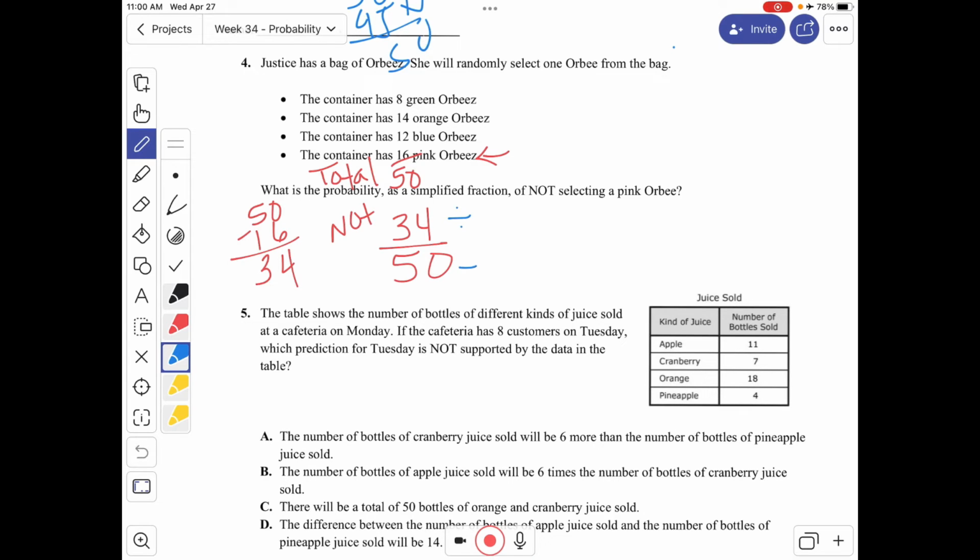And we need to simplify that. Since they're both even numbers, I can divide by 2. I know half of 50 is 25 because I know quarters. And half of 34 is 17.